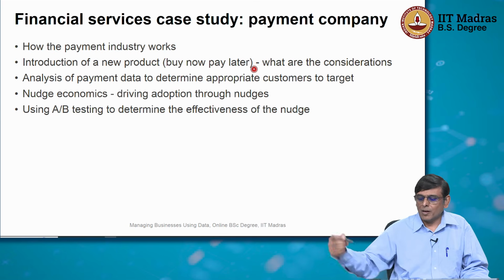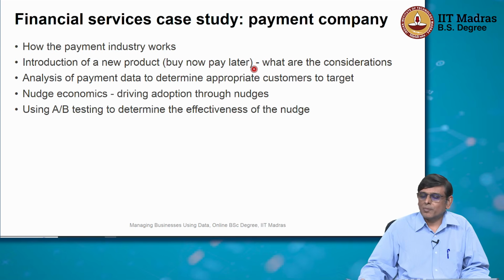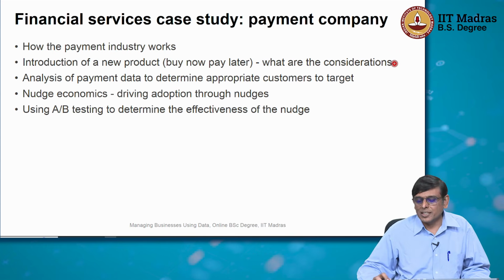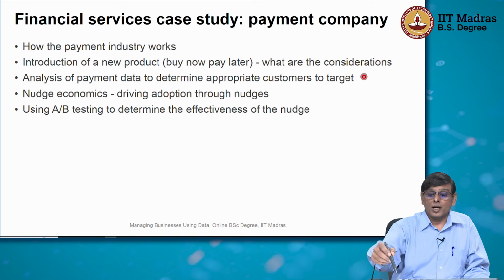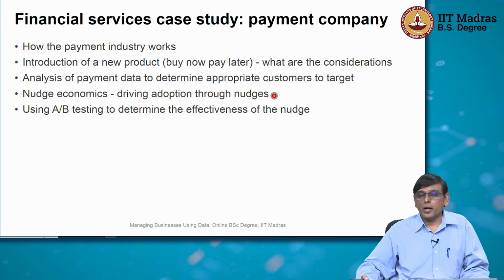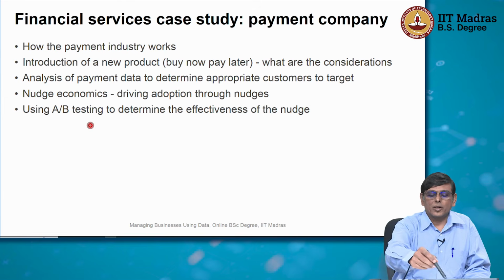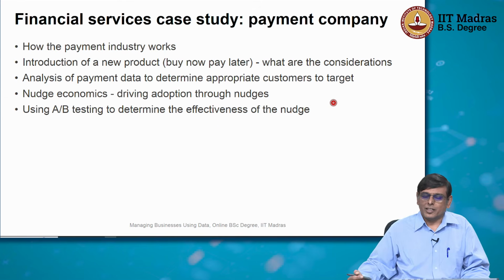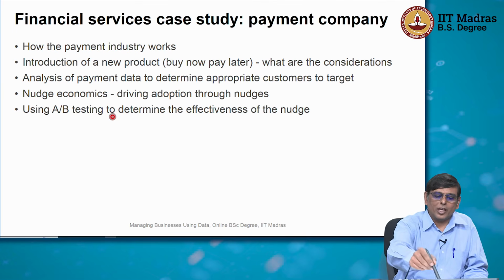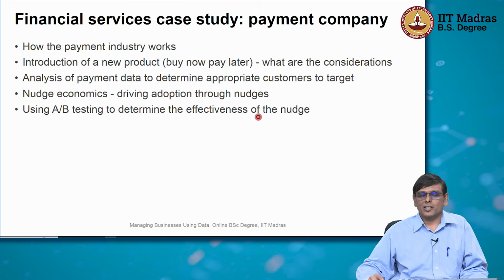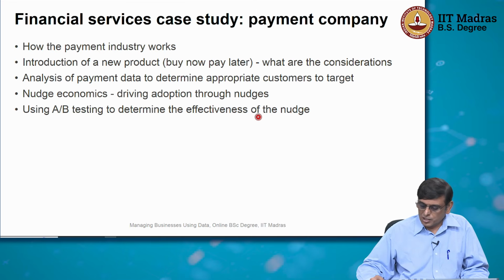Nowadays you can see BNPL or buy now pay later offers from many people. So this company is considering introducing this new product, and in order to introduce it, it has to look at existing payment data to figure out which customers to target with the BNPL product. And then they have to decide how to nudge the customer to adopt your product. There is a way of testing whether a certain intervention you are introducing to nudge is working or not, and that method is called A/B testing. So we will introduce this method to you, and we will tell you how to analyze whether this A/B testing is working or not.